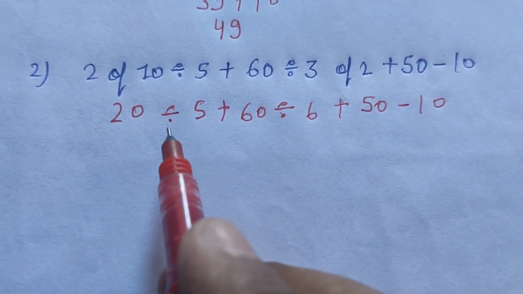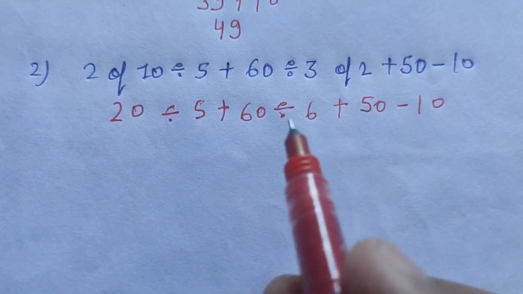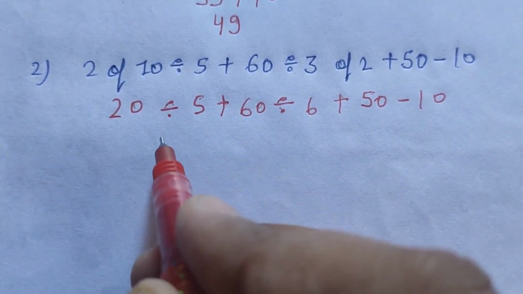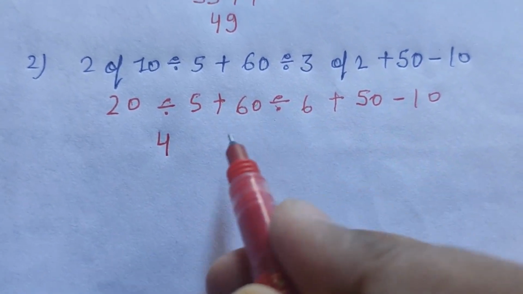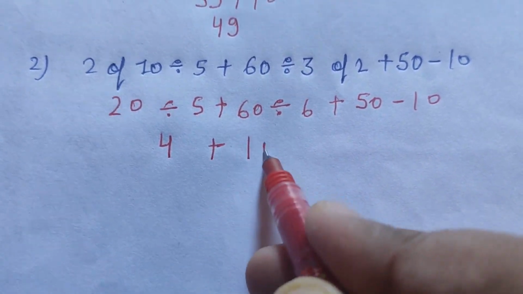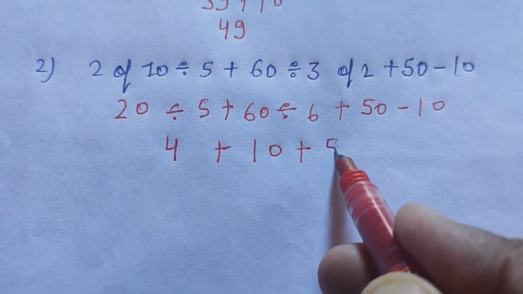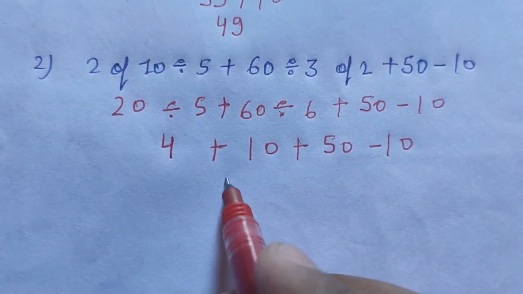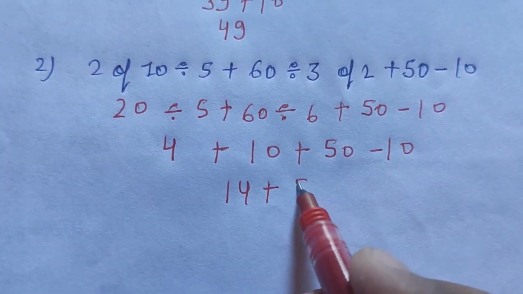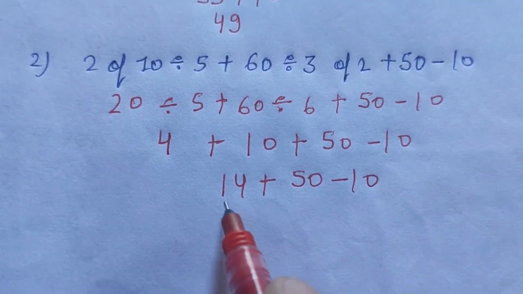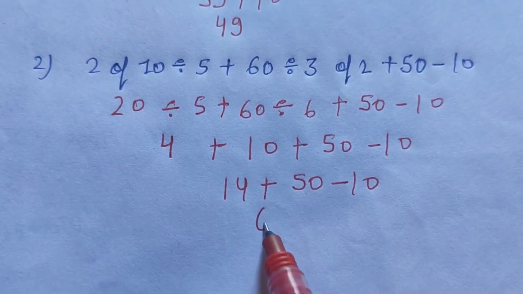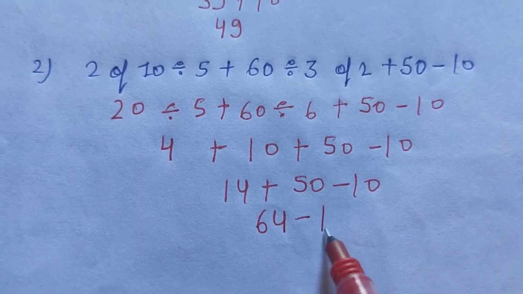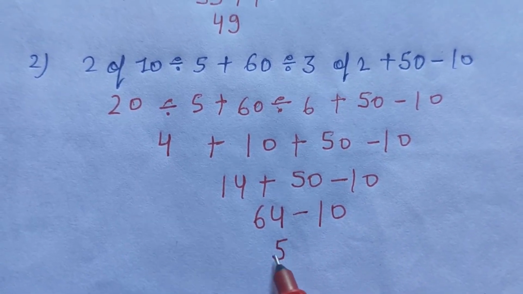Now we have to solve divide, because we have solved off. 20 divided by 5 is 4, 60 divided by 6 is 10, and the rest will be written the same. Now 4 plus 10 will be 14, 14 plus 50 is 64, minus 10, then it will be 54.